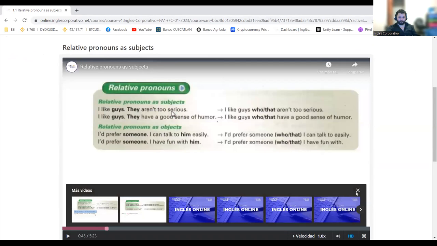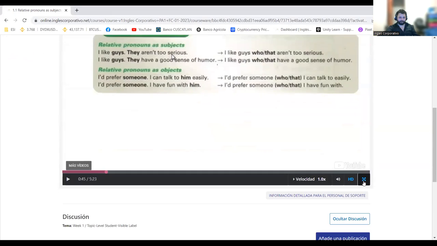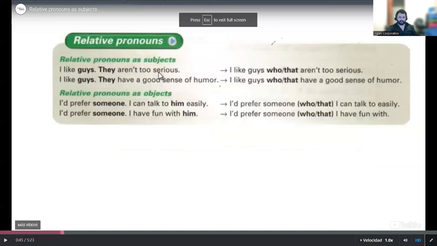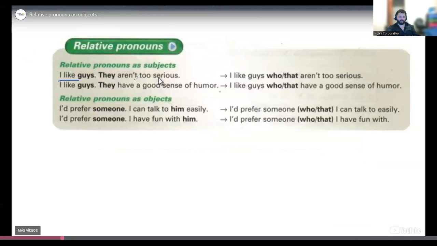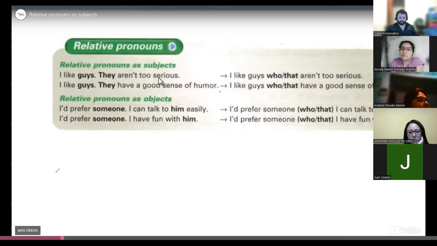So in the first example over here, right? Now you should be able to understand this. I like the guys. They aren't too serious, right? So now, guys, do you understand? Can you tell me where the relative pronoun is? Who, that, right? Yes. Very good. Now, can you tell me why they are called relative pronouns here?